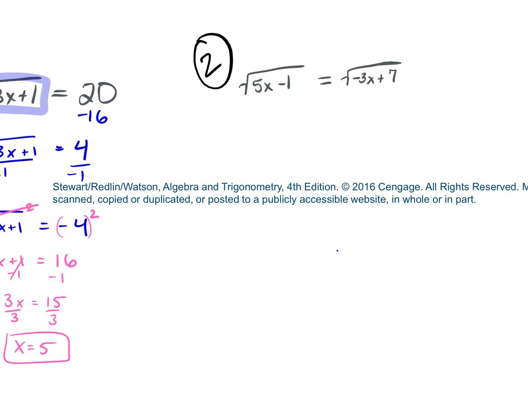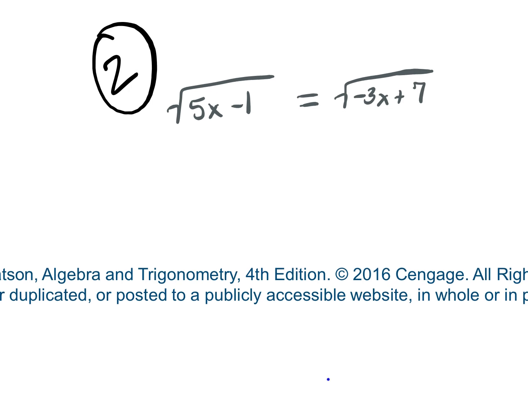Let's look at number 2. Number 2 is a little bit different. When we have a square root equals a square root, here we can just square both sides. So the square root and the squared are going to cancel. We're just left with everything that's under the square root. So 5x minus 1 equals negative 3x plus 7.